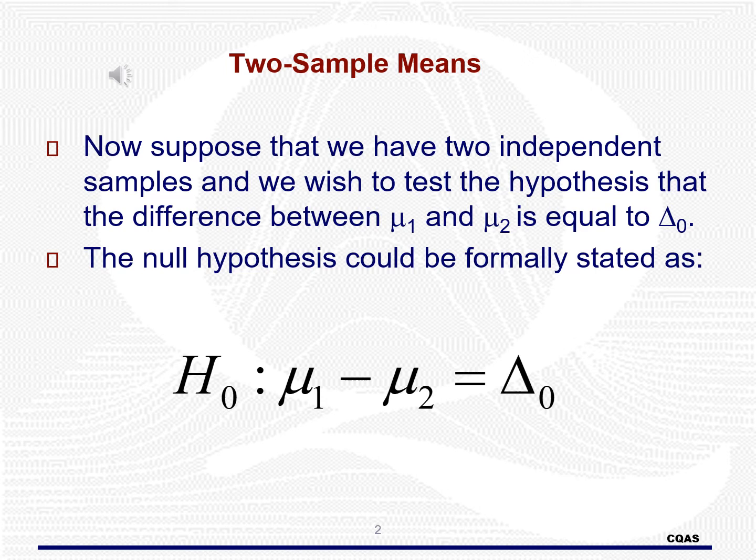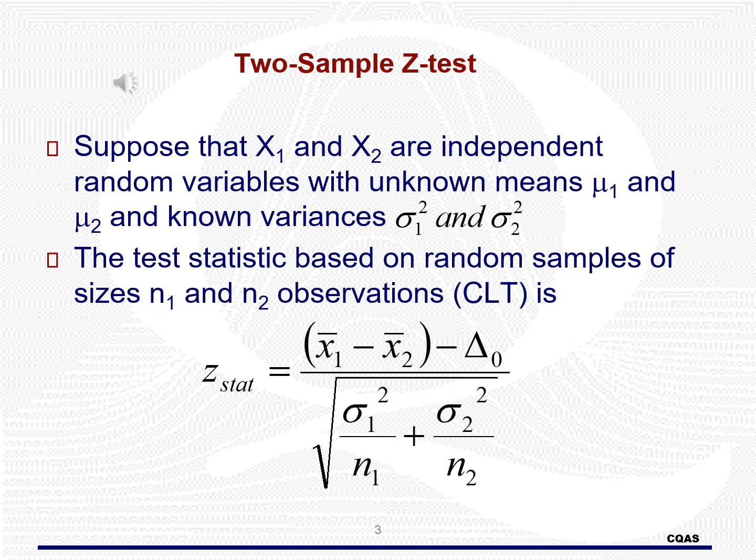In general, we would set up the null hypothesis as the difference between the two means is equal to some delta naught. In most cases, delta naught is equal to 0, so the null hypothesis will be that the two means are equal. If we assume that the populations are independent and that both variances are known, not necessarily equal, then based on the central limit theorem, we can use the test statistic given on the screen. Notice that this is a z-statistic, which means that we can utilize the standard normal distribution to calculate p-values.